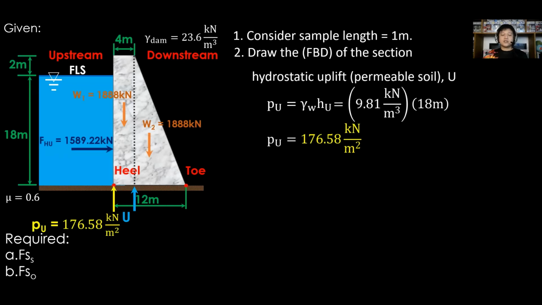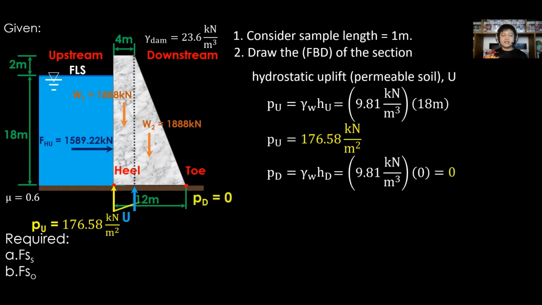Next is the pressure at the toe or at the downstream. P sub D is equal to gamma of water times H sub D, or the height of water at the downstream face or side. Substitute gamma of water as 9.81 kilonewtons per cubic meter, but there is no water at the downstream side, therefore H sub D is equal to 0. Thus, P sub D is 0.